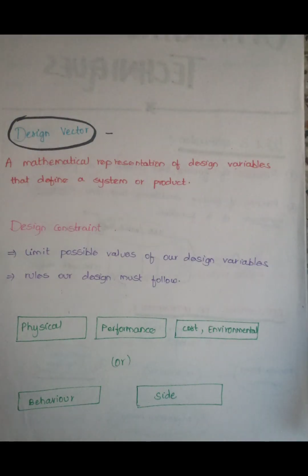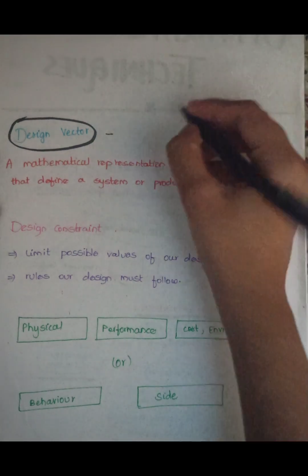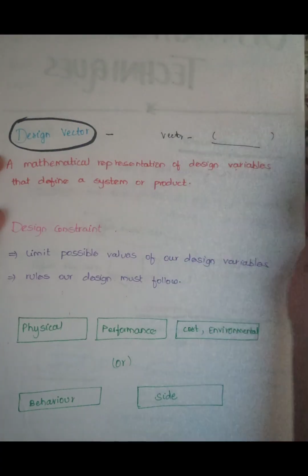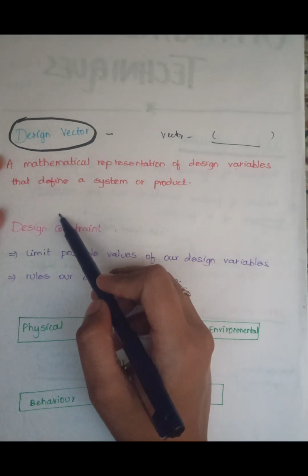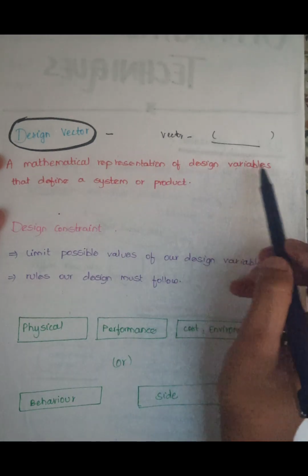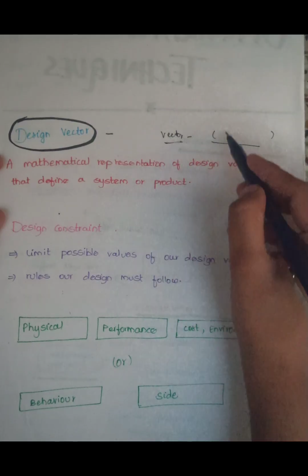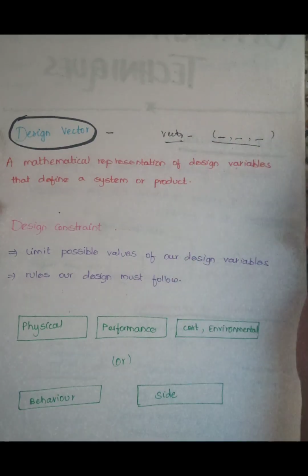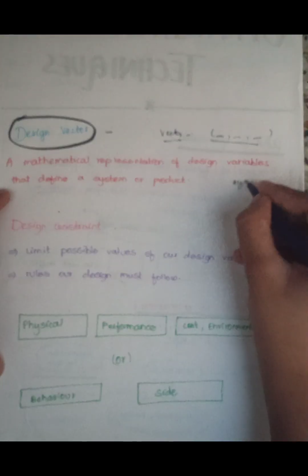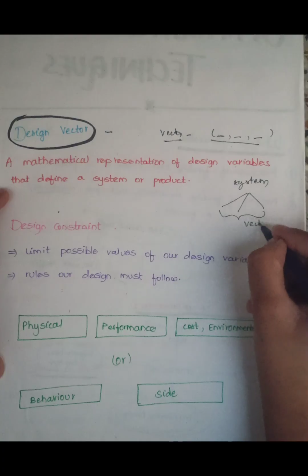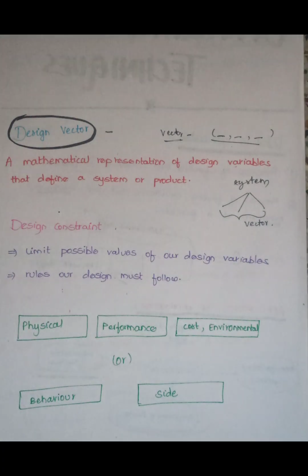Now we are going to learn about basic terminologies in optimization. So the first terminology is design vector. We all have learned in mathematics what a vector is, right? A vector is basically a set of variables, right? So here, a design vector in optimization is a mathematical representation of design variables that define a system or a product. So here, the mathematical vector consists of design variables, different types of design variables which will define the system. So the system is being defined by various design variables, and these variables are represented in the form of a vector, and this is called a design vector.